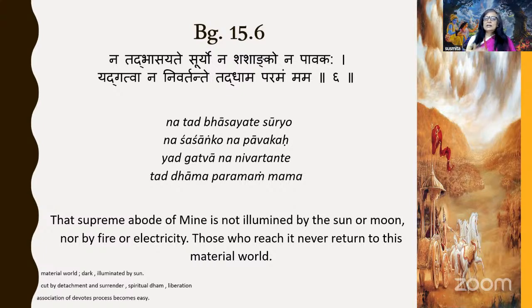Krishna says, my world, na tad bhasayate suryo. There is no sun. We don't have illumination by the sun. Na shashanko, shashanka is moon, neither by the moon. Na pavakah, pavaka is fire. The illumination is not because of sun, moon or fire. Yad gatva na nivartante. Gatva means when you go there, na nivartante, you will not come back. Tad dhama paramam mama. Mama is my. In my dhama, the supreme dhama, when you reach there, it is self-illuminated. It is because of the presence of Krishna himself. You don't need a sun or a moon or a fire to get the whole thing illuminated. So this is what we had studied till last time.